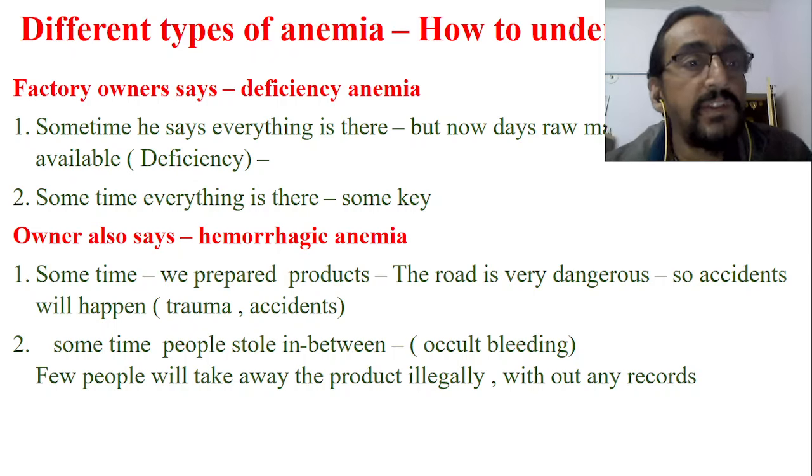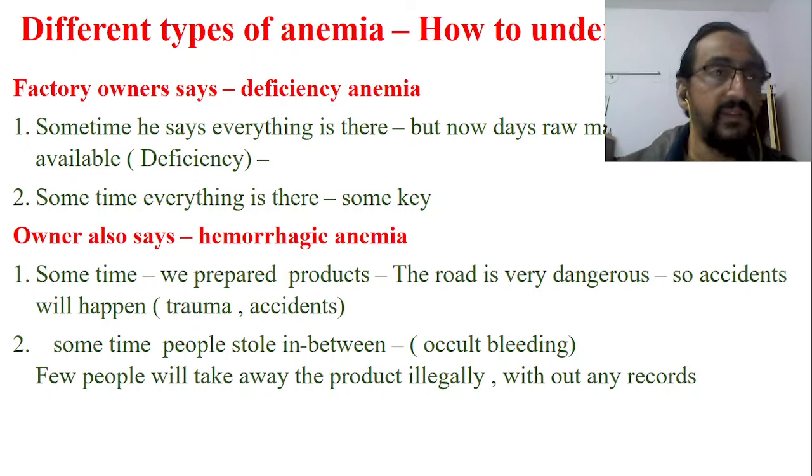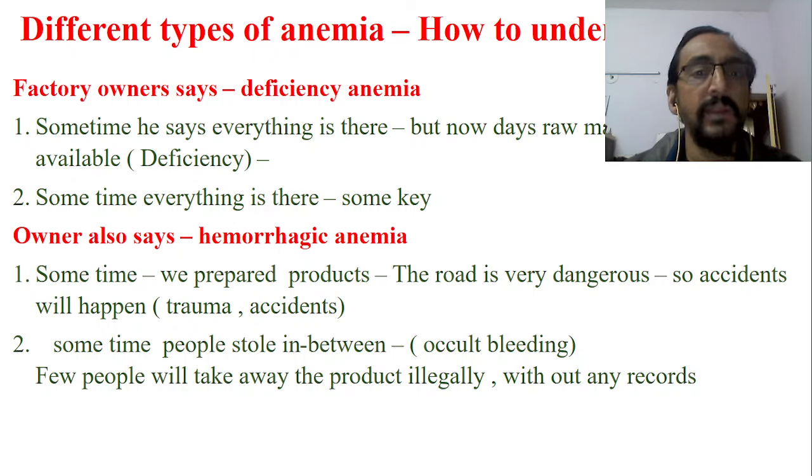Now, continuing with the story, the factory owner says, sir, every story is false, everything is fine. The problem is the owner is not providing us the raw material. When there is no raw material, how can I produce the pen? This is the version of the owner.